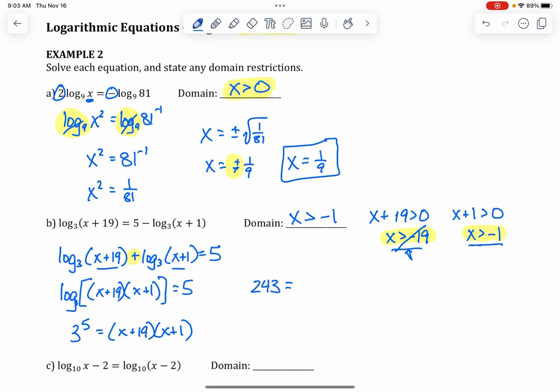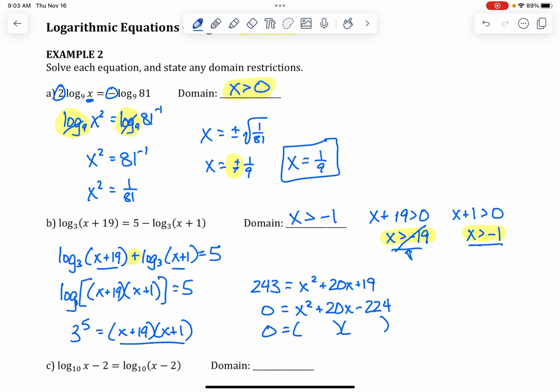243. Multiply out the set here, x squared plus 20x plus 19, set it equal to 243, subtract 243, which gives negative 224, and believe it or not, this will factor. Might take a little bit of time, but there are factors of negative 224 that give you 20.